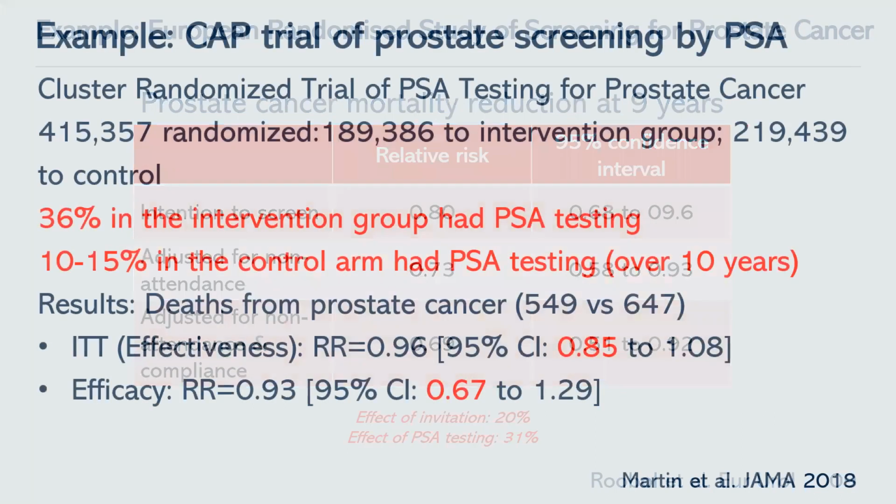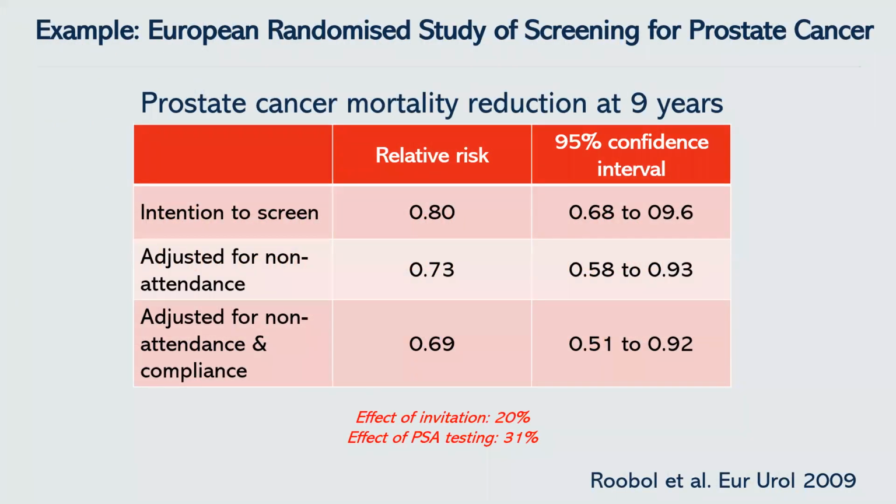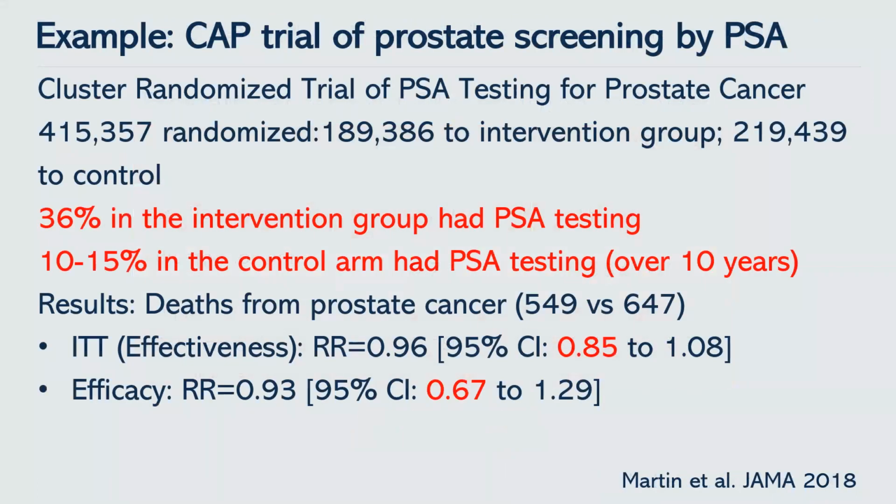So the bottom line is that the effect of the invitation is a 20% reduction in prostate cancer mortality within 9 years of randomization. But the actual causal effect of PSA testing is a 31% reduction. In the CAP trial, which was the UK trial of prostate screening, this was a cluster randomized trial with a Zelen design. Because it was clustered, even though it was 1-to-1, the numbers in each arm weren't exactly the same, but it was about 200,000 men in each arm.